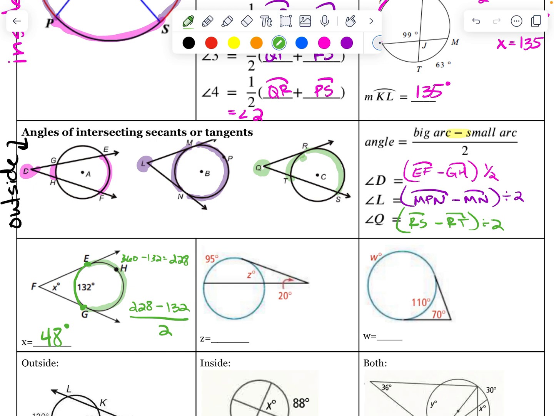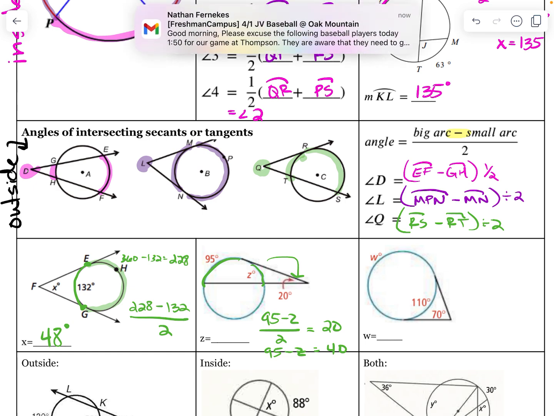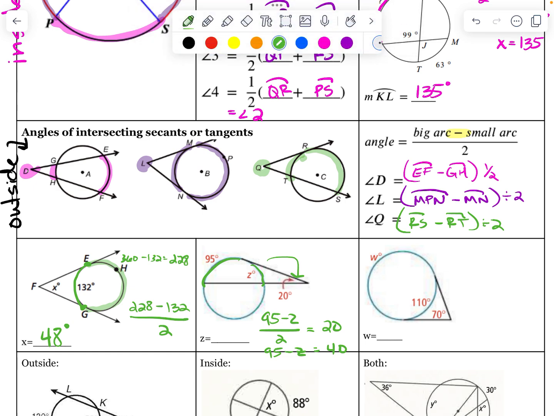Same idea. Big minus small divided by 2 equals that outside. So 95 minus z divided by 2 equals the outside. Multiply both sides by 2. 95 minus z equals 40. Minus 95 on both sides. So 40 minus 95 is negative 55. Negative z equals negative 55. So positive z equals positive 55 degrees.